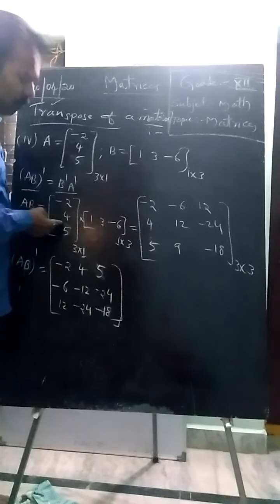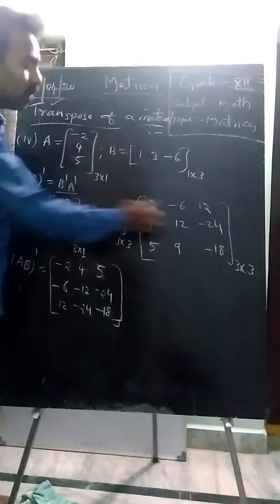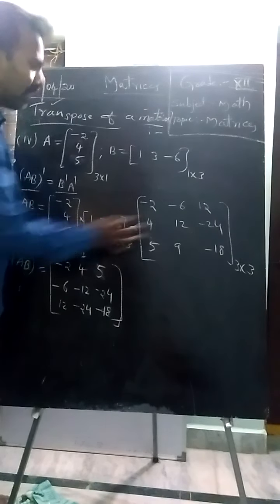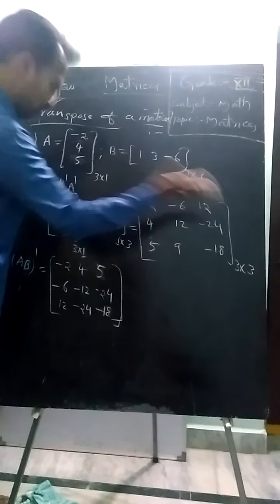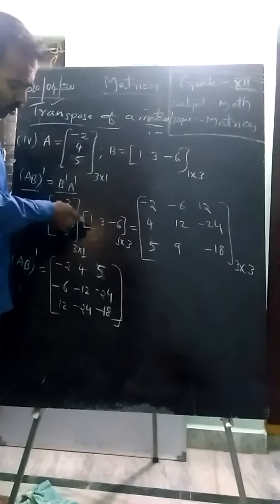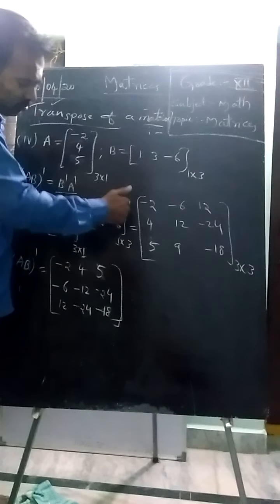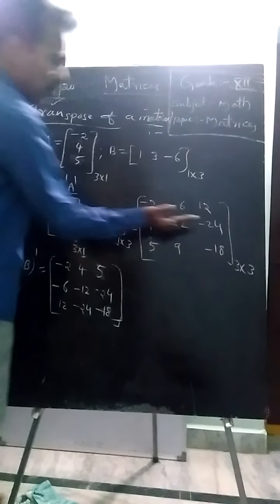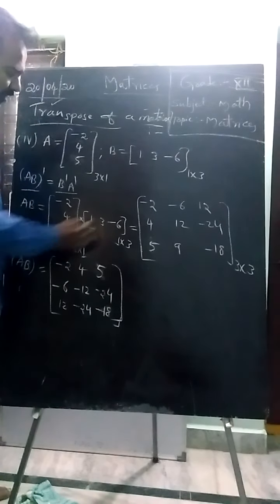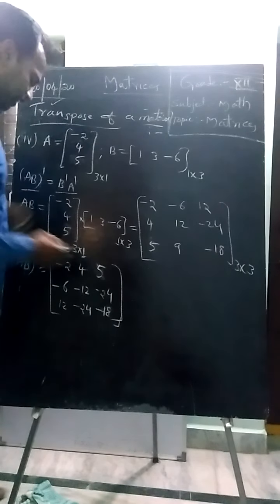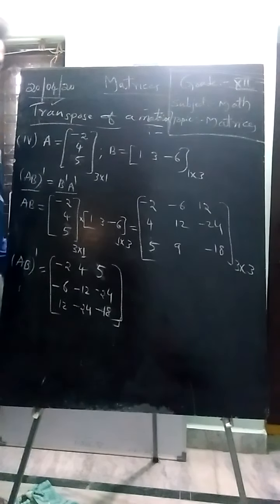Now second row with first column: 4 1s are 4, 4 3s are 12, plus into minus, 4 6s are 24. Second row into first column, second row into second column, second row into third column. This is the first row of the product matrix we will get. Now 5 1s are 5, 5 3s are 15.